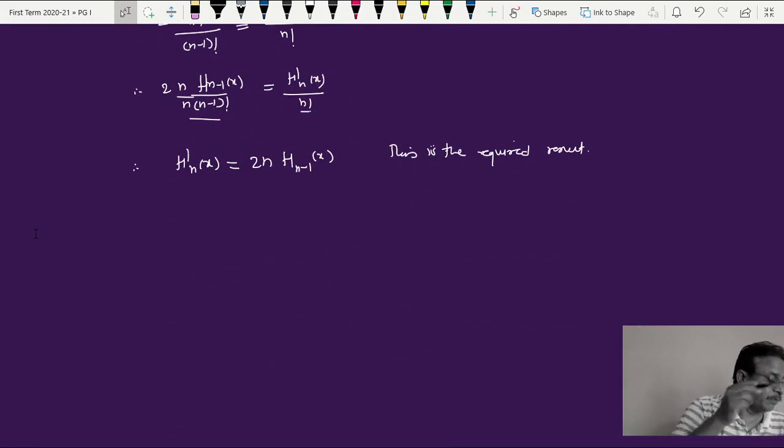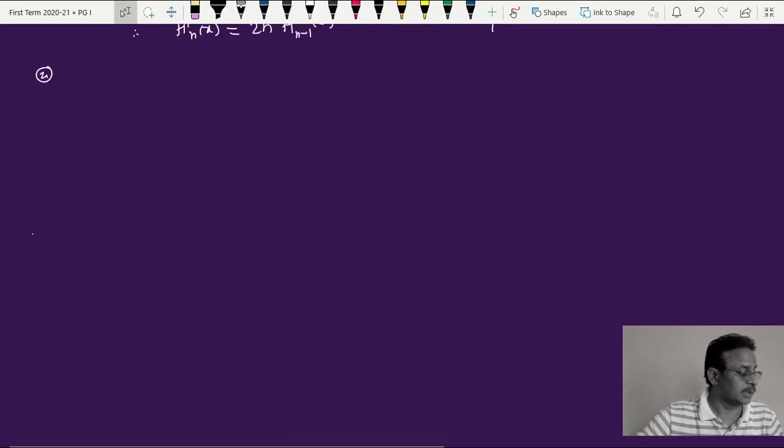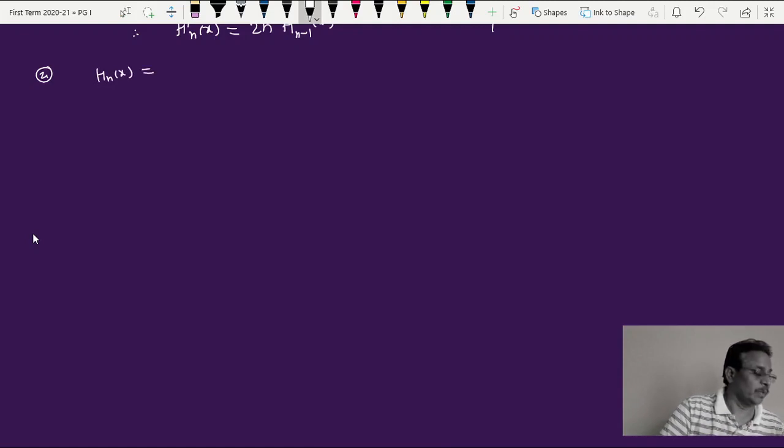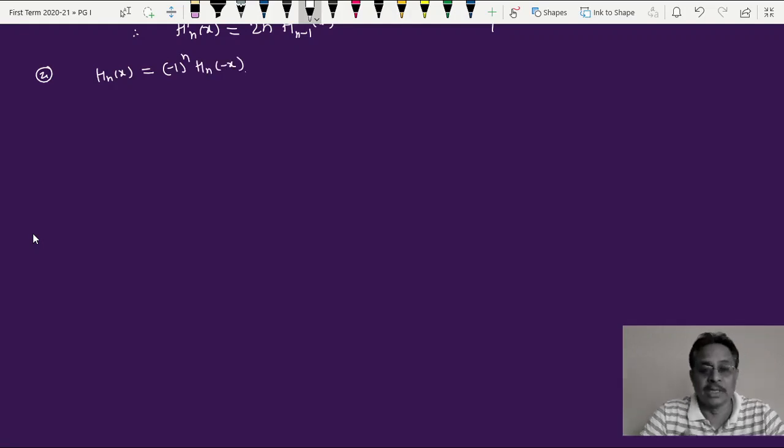Second proof, one more, the fourth property of this Hermite function, and this is related to its parity or symmetry. What is this? It is h n of x is equal to minus 1 raised to n h n of minus x. That means Hermite polynomials of x and minus x are connected by this, provided n is even.